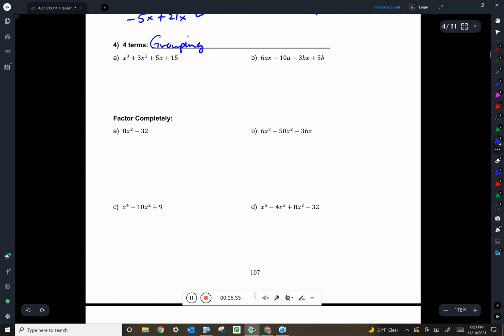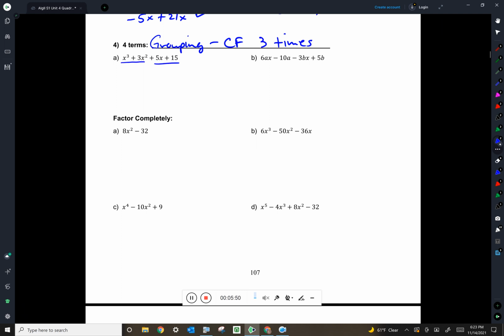And the thing about grouping is it's really doing common factor 3 times. Okay, I'll show you what I mean by that. So if you look at letter A, I've got 4 terms. So I'm going to group the first 2 together and the second 2 together.